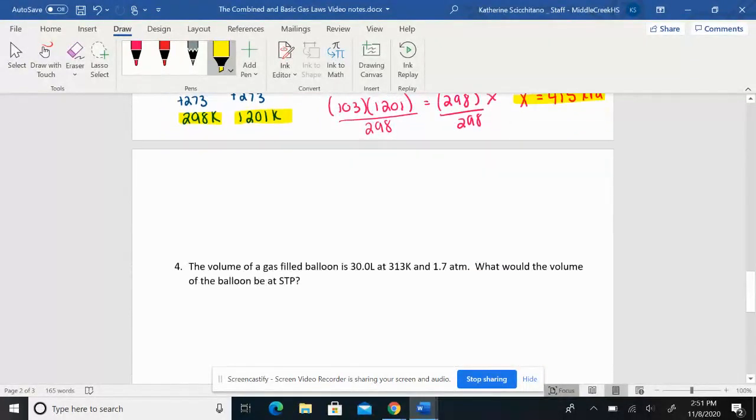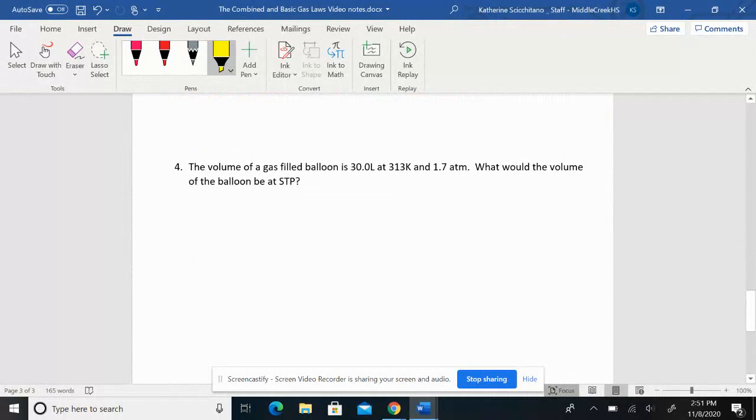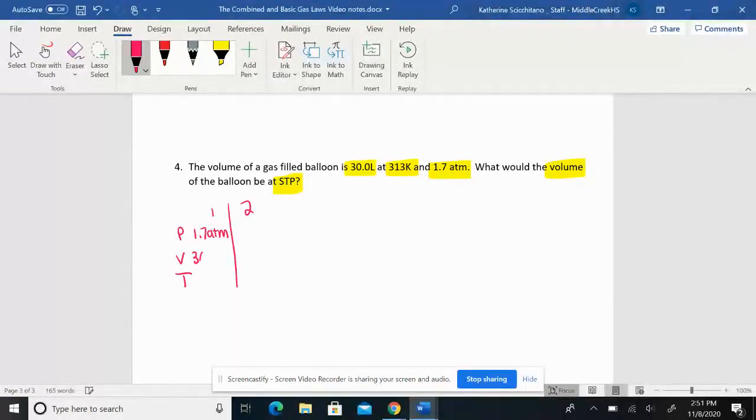All right, last problem. Here it says the volume of a gas-filled balloon is 30 liters at 313 Kelvin and 1.7 atm. What would the volume of the balloon be at STP? So I'm going to go ahead and fill in all of my knowns. They gave me an initial pressure of 1.7 atm. They gave me an initial volume of 30.0 liters, and they gave me an initial temperature of 313 Kelvin. It says, what would the volume be? So we're looking for our second volume at STP.